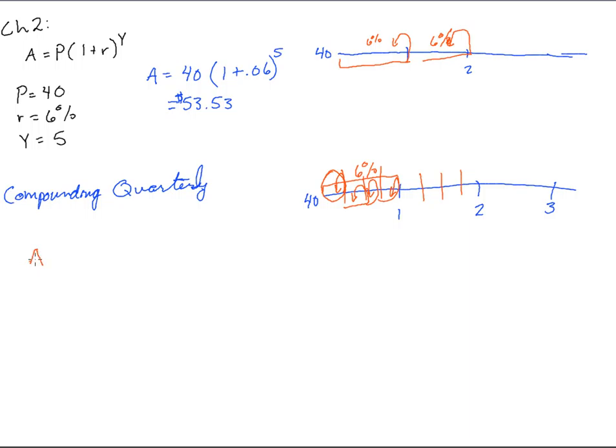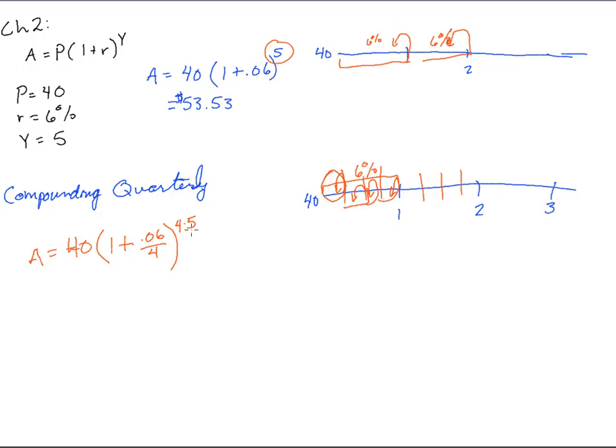So pay attention to what goes on here. We're going to have 6% over the whole year, but it gets divided by 4. So we're going to have the exact same thing, but now we're going to have 40 times 1 plus, now instead of 0.06, it's now going to be 0.06 divided by 4. But notice, this now doesn't happen 5 times like up here. It now happens for 5 years, but it happens 1, 2, 3, 4 times each year. So it's going to happen, I'm going to put 4 times 5 right up here.